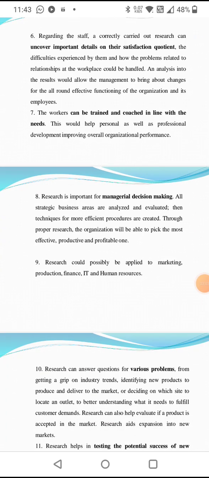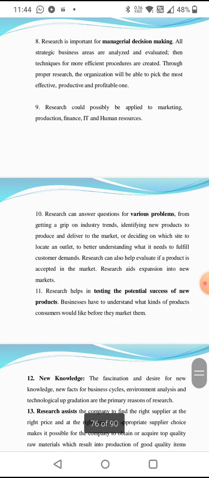Again, research is important for managerial decision making. All strategic business areas are analyzed and evaluated. Then the techniques for more efficient procedures are created. Through proper research, the organization will be able to pick the most effective, productive, and profitable one. Research could be applied to marketing, production, finance, IT, and human resources as well. So we have a big list of research design in business or in organization.